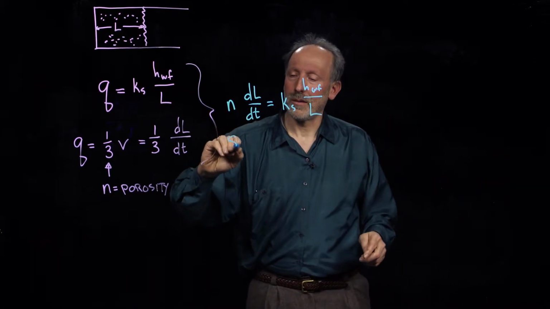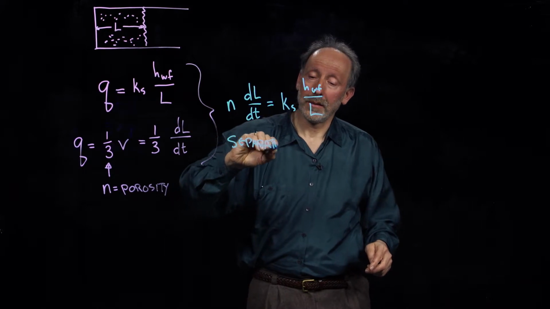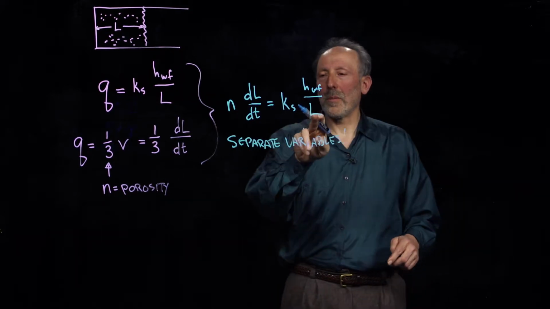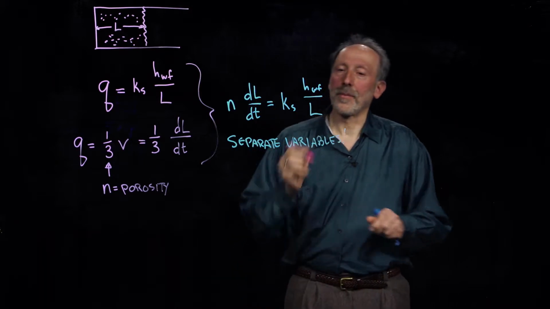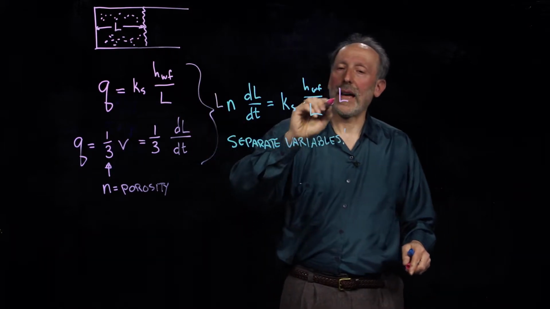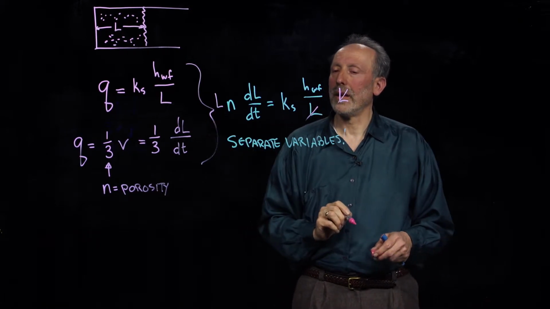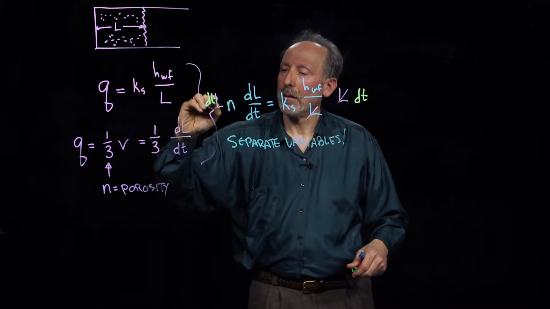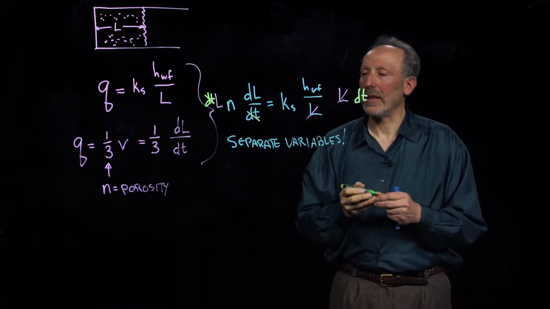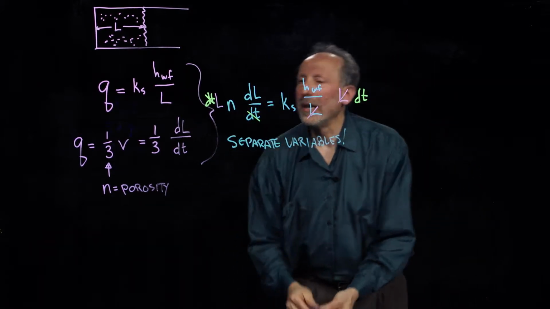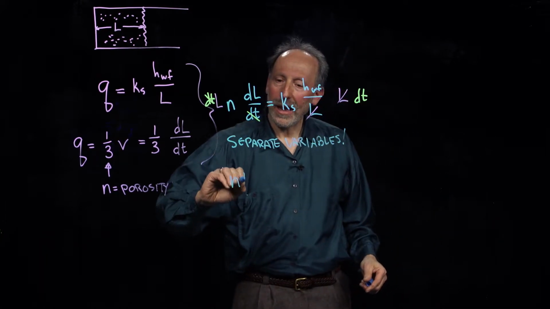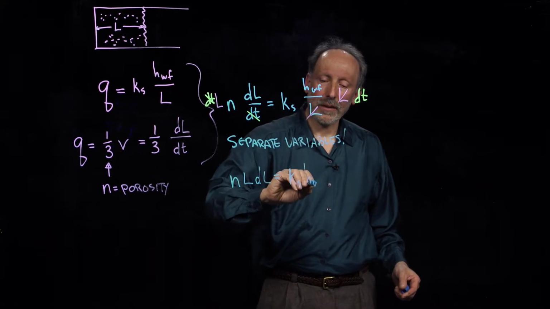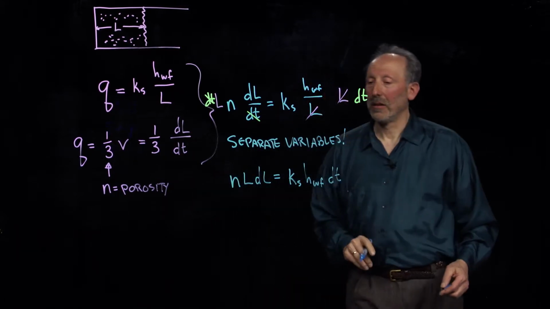Let's separate variables. So we're going to multiply both sides by L, and that'll cancel this L. I'll leave it as L there. And I'm going to multiply both sides by dt. And that'll cancel my dt there, and it'll leave me a dt there. And so when I've done that little trick, what do we end up with? We get nL dL equals Ks H wetting front dt. That's a pretty simple equation.